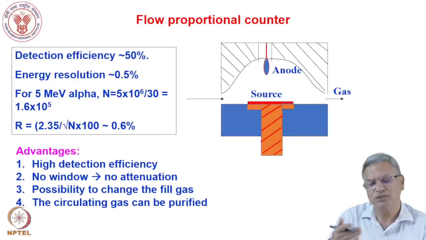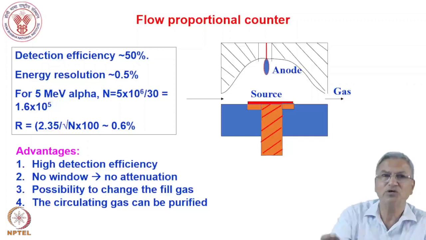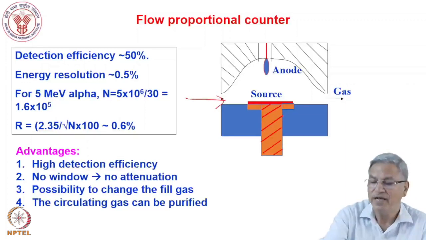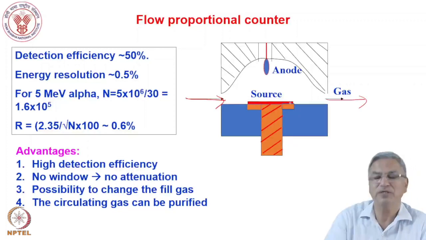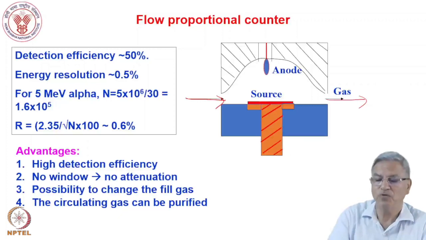In fact, sealed proportional counters have a problem: you have to have very high purity of the gas. There should not be any moisture or oxygen. Because of that, there is a variant of proportional counters called the flow proportional counter. It is not a sealed tube, but an assembly where you allow the gas to flow in from one side and come out from the other side. You keep the source in the center of the base plate. The base plate can be lowered so that the source can be inside the cavity, and when you want to count, you raise it up in the platform.